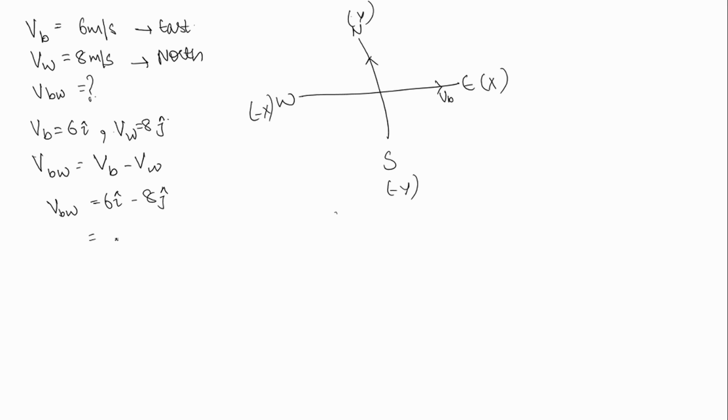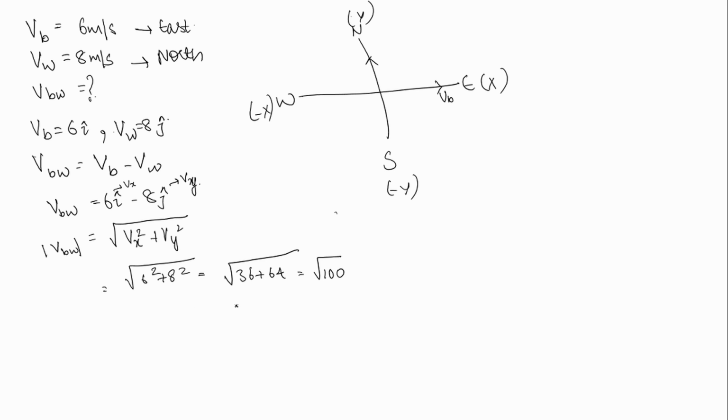Now we'll find its magnitude. This is the velocity in x direction, this is velocity in y direction. So its magnitude is equal to square root of velocity in x direction square plus velocity in y direction square. So this is 6 square plus 8 square. 6 square is 36, 8 square is 64. So this is 100, root 100 is 10. So magnitude of velocity of bird with respect to wind is 10 meter per second, so the option is D.